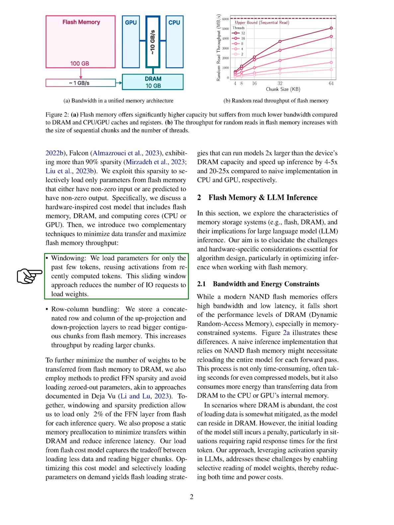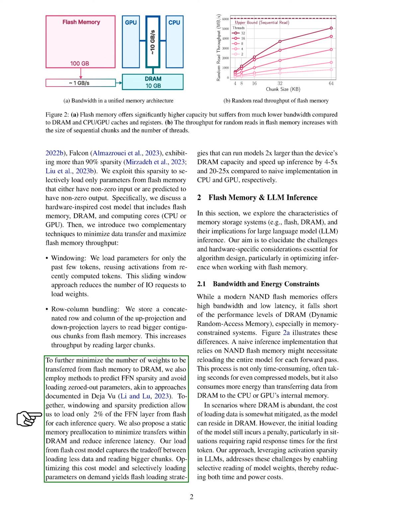1. Windowing. We load parameters for only the past few tokens, reusing activations from recently computed tokens. This reduces the number of I/O requests to load weights. 2. Row-column bundling. We store a concatenated row and column of the up projection and down projection layers to read bigger contiguous chunks from flash memory. This increases throughput by reading larger chunks.